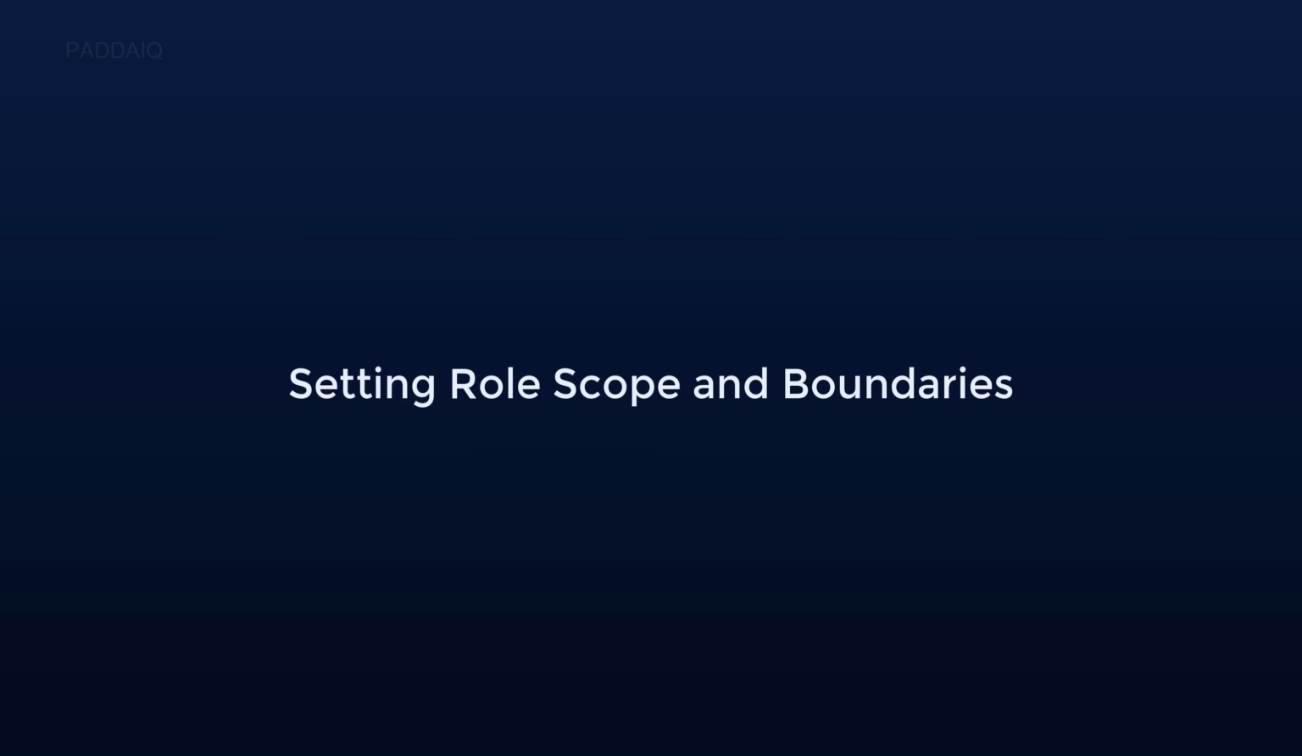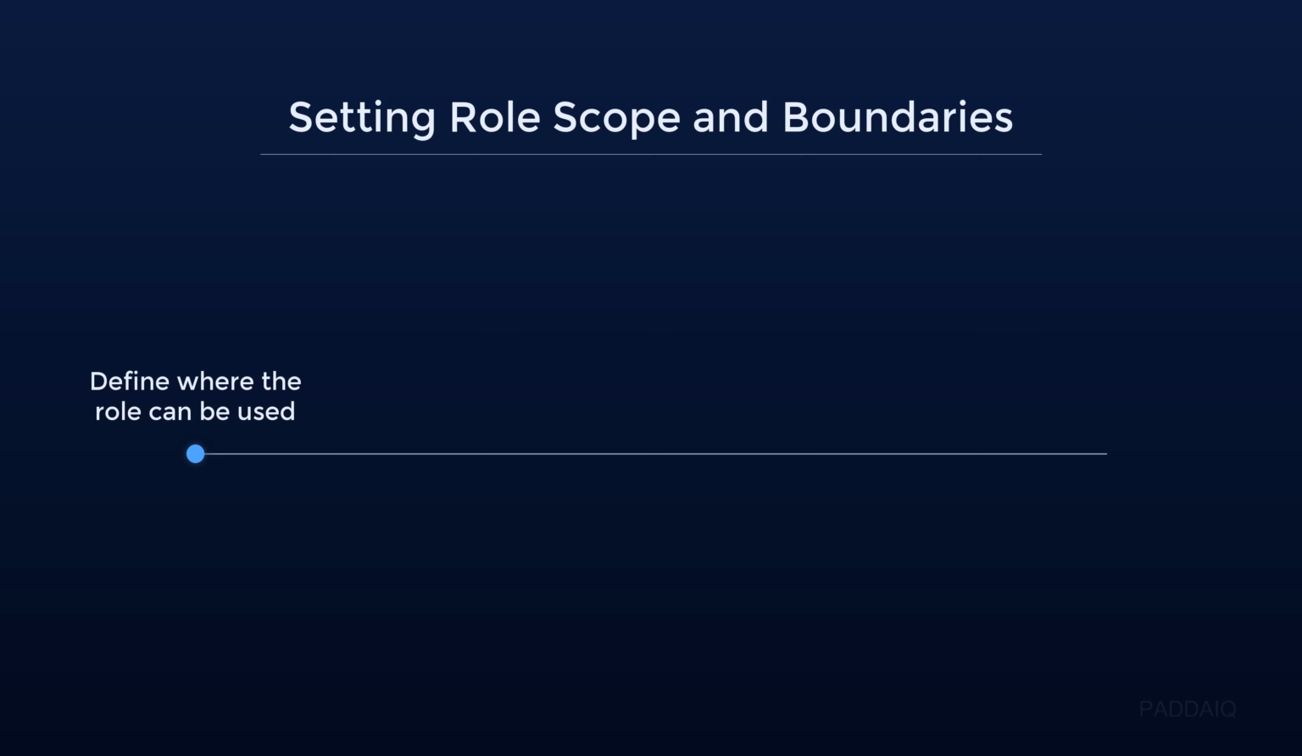Setting role scope and boundaries for enterprise security. Define where the role can be used. This means specifying the specific applications, systems, or departments where this role's permissions are active. For instance, a sales analyst role might only be accessible within the sales reporting application. Properly setting these boundaries ensures users have access only where necessary.